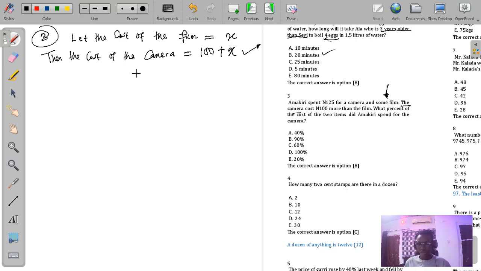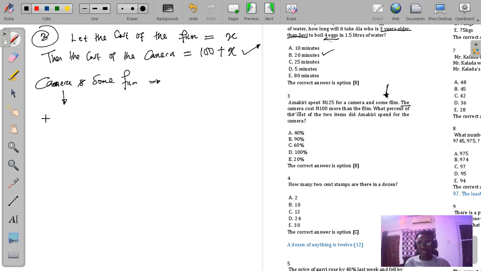Good. Now that we know the cost of the camera to be 100 plus X, I actually spent 125 naira for both. That is, we spent 125 naira for camera and some film. For camera and some film implies that you are going to write the cost of camera. What's the cost of camera?